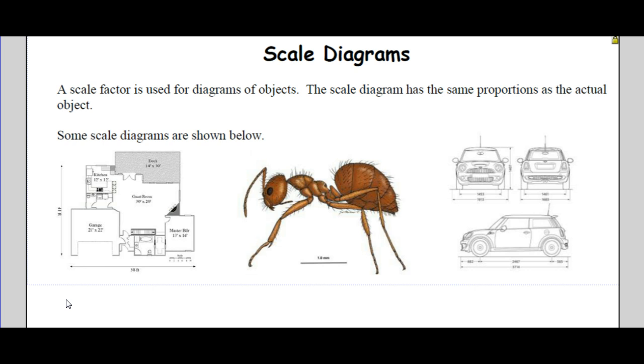So here are some scale diagrams. Here's a layout of a house, garage, guest room, kitchen, etc. Here's an ant, and here's a car.